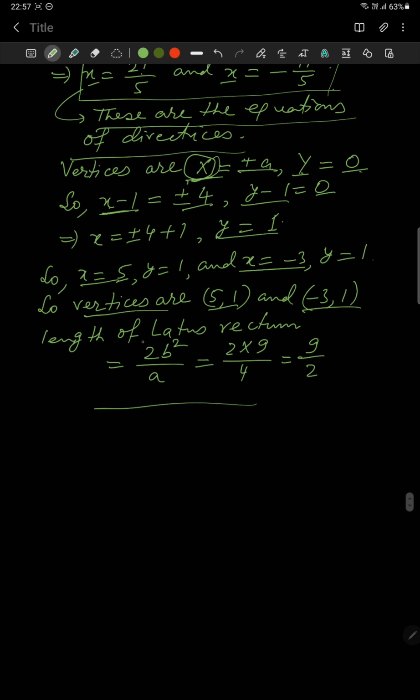Then to find the length of latus rectum, you remember the formula was 2b square by A. In place of b square I have written 9 and A is 4. So after simple calculation, the length of latus rectum is coming as 9 by 2. I hope it is clear to all of you. Thank you.